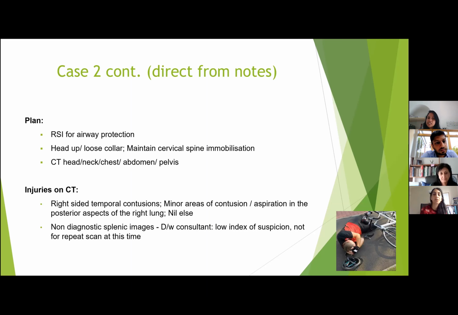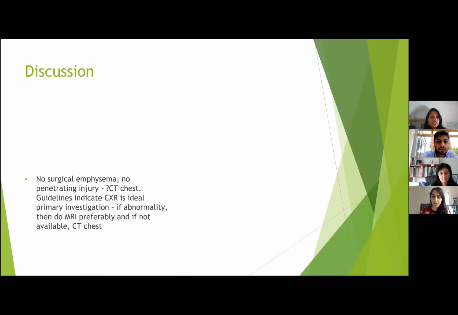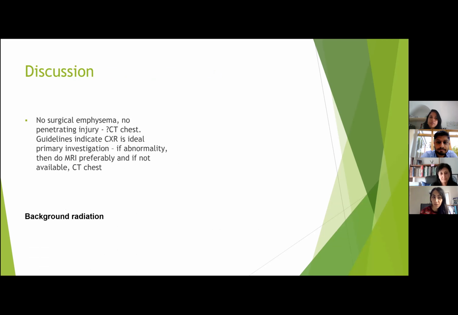There was a comment that the splenic images were non-diagnostic, and it was documented that this was discussed with the consultant who said it was a low index of suspicion, so not for repeat scan at this time. So there was no surgical emphysema, no penetrating injury, so why do a CT chest? I'm glad that no one said to do a CT chest, so I think that point's clear.